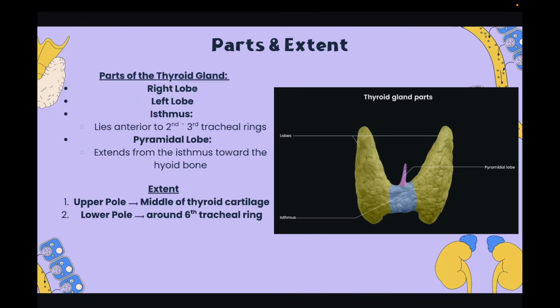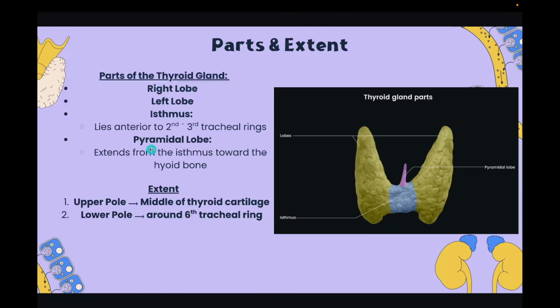Now that we know what the thyroid gland is, let's talk about the parts of the thyroid gland. You have four parts of the thyroid gland. You have the right and left lobe, which you can see over here, and you can see they have long extensions going to the upper and lower poles, and you have the isthmus, which is the part of the thyroid gland that connects the right and left. You also need to know it lies anterior to the second and third tracheal rings.